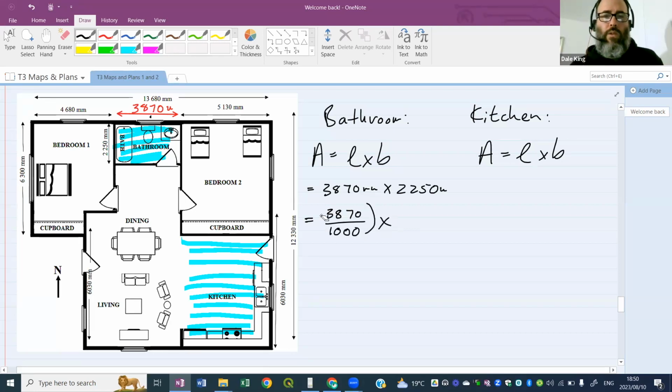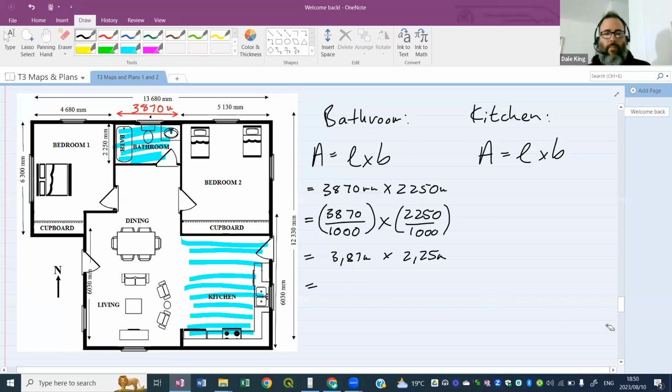All right. So I'm going to do the conversion here in the fraction. I'm converting the millimeters into meters here in a fraction. Don't freak out, guys. I'm doing it in my sum. All right, we convert first. So that'll give me 3,87 meters times 2,25 meters. You happy with that? Yes. All right. I'm going to get the answer now. You can tell me the answer, but what about the kitchen?